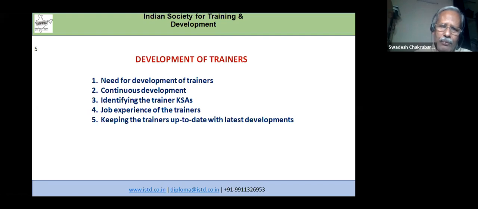So there are 5 points here. The need for development of trainers is a very important need. It should be continuous development. Then for that, we need to identify the trainer's knowledge requirement, the skills requirement, and the attitude requirement. The job experience of the trainer is important. If they don't have actual job experience, they may be given some experience on the job. And then time and again, the trainers are to be updated with the latest development about what's happening in the environment, so they remain relevant to the changed environment.